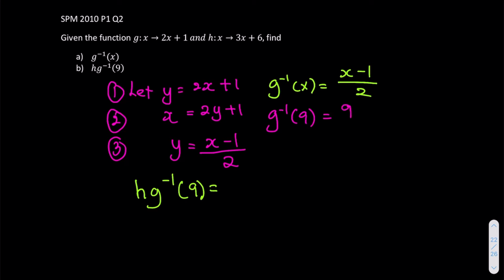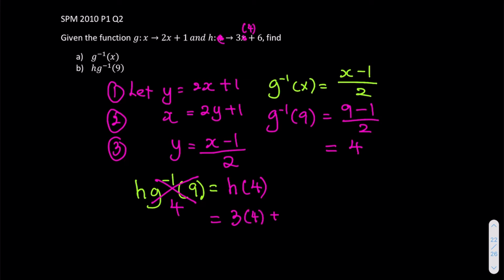So now x is no longer x, it becomes 9. So 9 minus 1 divided by 2 is 4. So we know now it's just h of 4. Why is it? Because the g inverse of 9 is just 4. So now we just do h of 4. So h is 3x plus 6, but x is no longer x, it becomes 4. So we have 2 times 4 plus 6, which is 18.